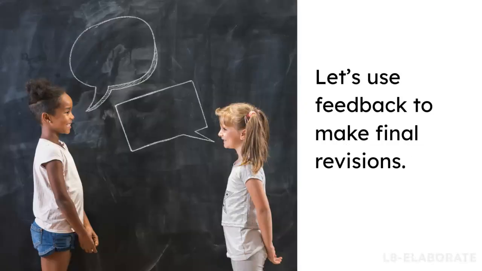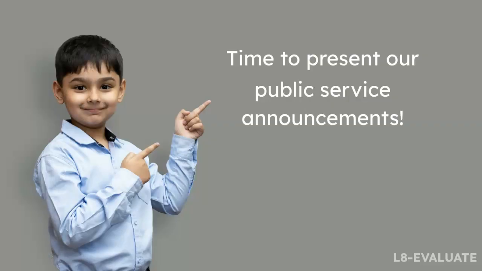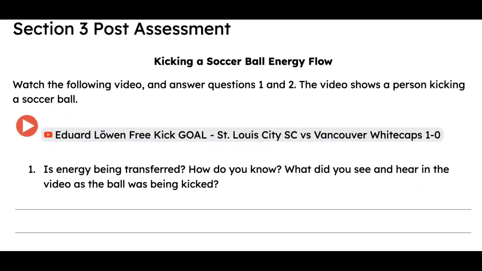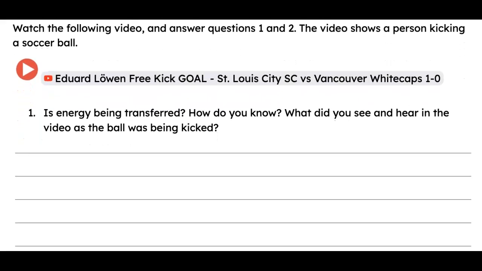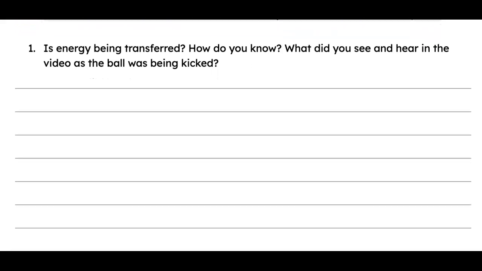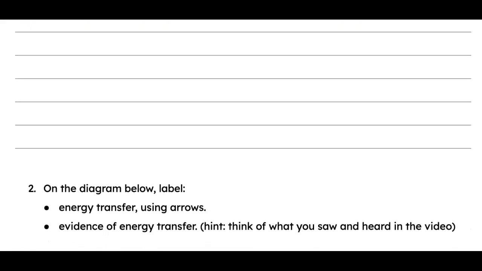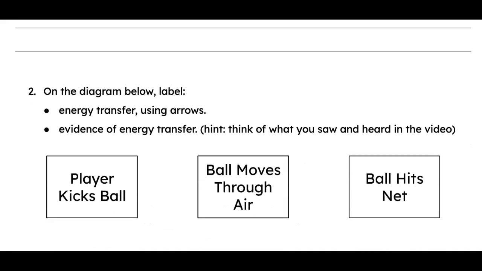For the Elaborate portion, you'll encourage student groups to use the feedback from the Explain to make final revisions to their public service announcement. For the Evaluate portion, you'll invite student groups to present their public service announcements. Have students complete the Section 3 summative assessment. This assessment includes a video. Be prepared to project the video or provide devices for students to watch the video on their own.